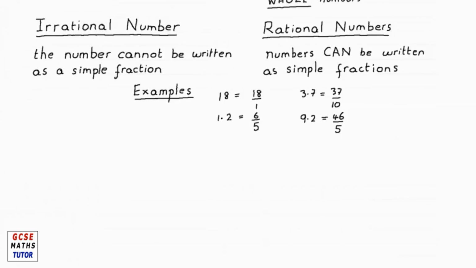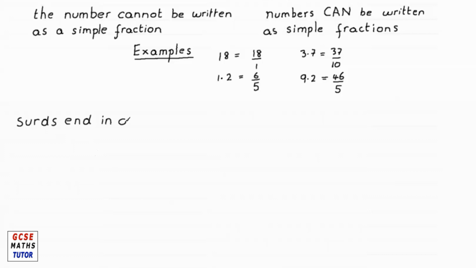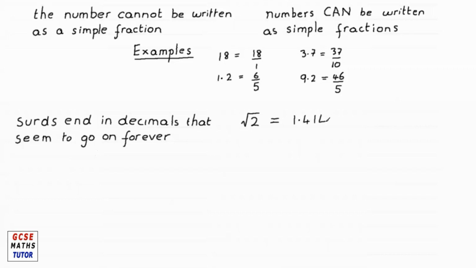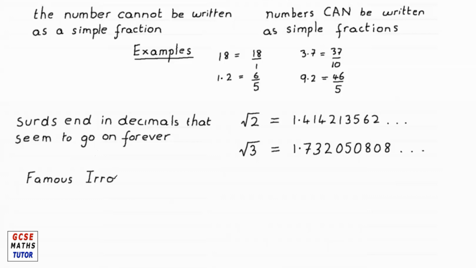And another thing, surds end in decimals that seem to go on forever. For example, root 2 is 1.414213562, etc. Root 3 is 1.732050808, etc. But you don't have to be a surd to be an irrational number.